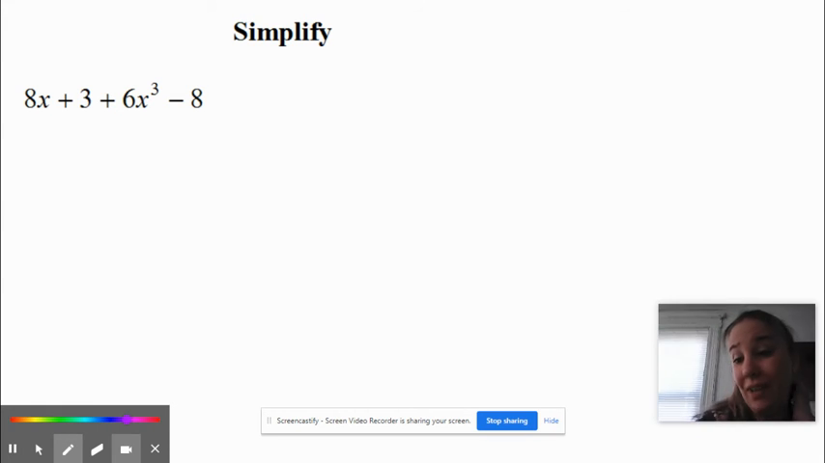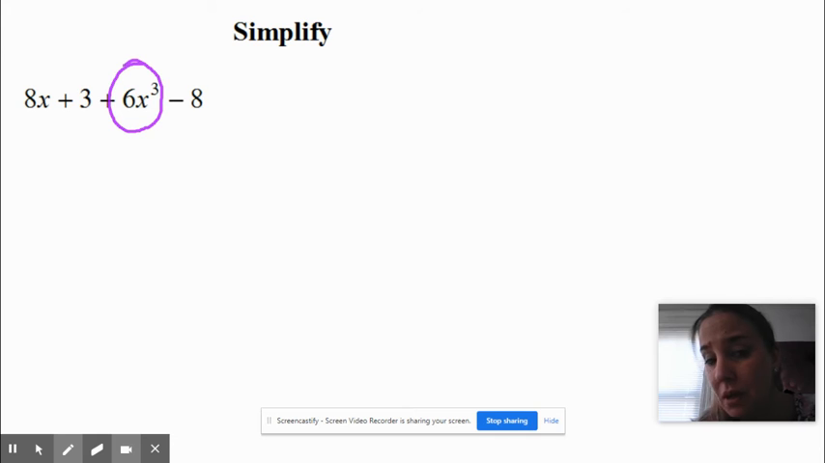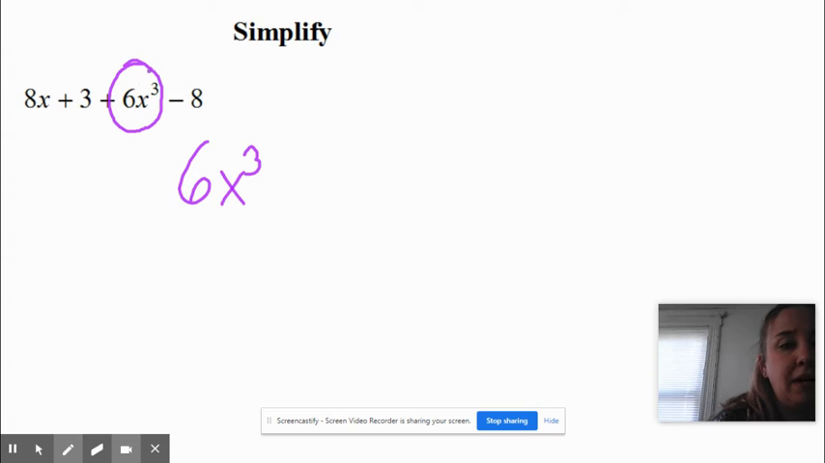So what we're going to do now is just focus on what am I trying to say here. This is the only x to the third term, so it cannot be combined with the other stuff. So it's just going to come down. 6x to the third. Okay, now I'm done with that. Now I'm going to look at how many x terms I have, which I only have this one positive 8x.